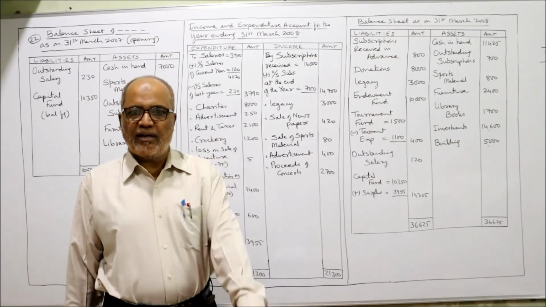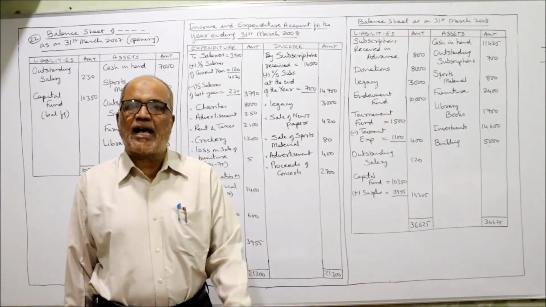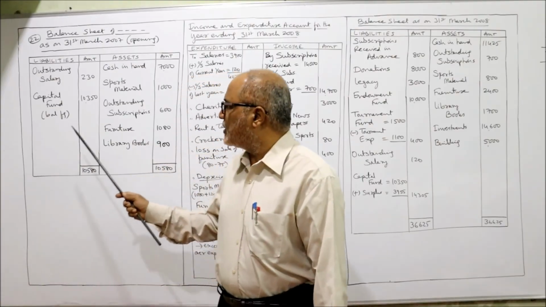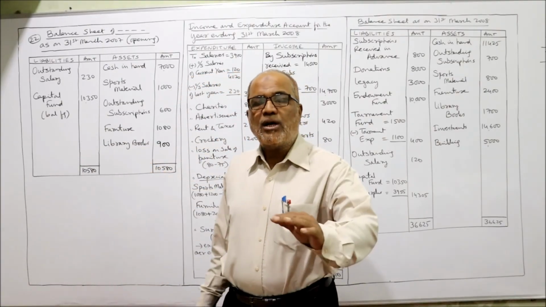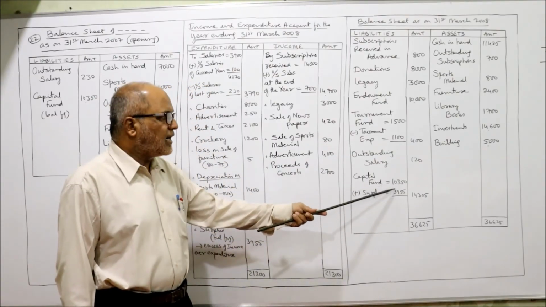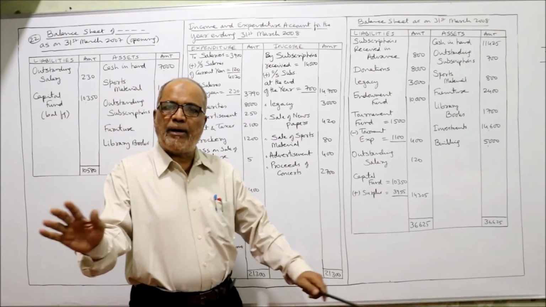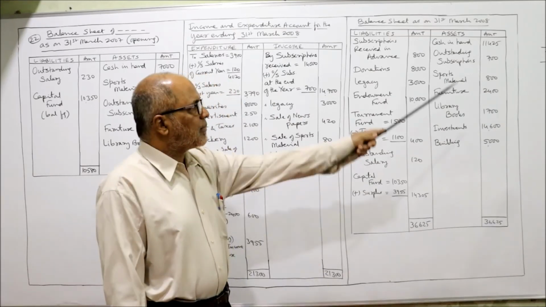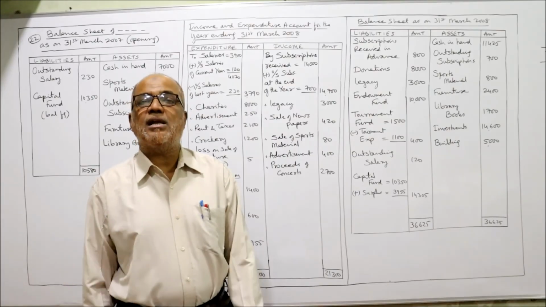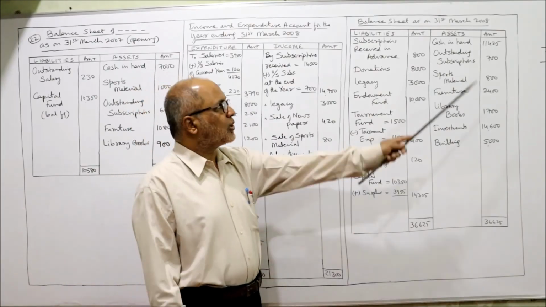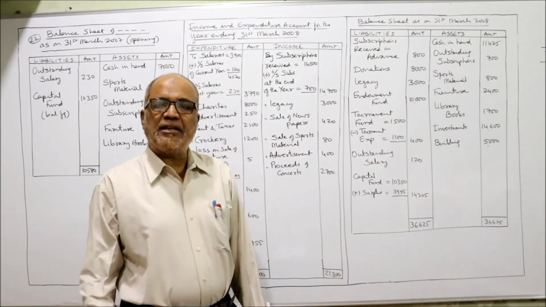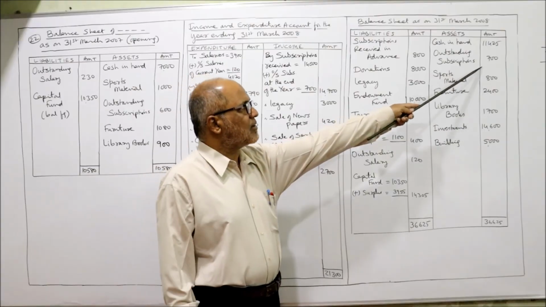Outstanding salary. It is given in additional information, outstanding salary at the end of the year. Then capital fund at the beginning of the year 10,350. To this 10,350 we add the surplus earned during the year. Add up surplus 3,955. Liability side completed. Now I am coming to the asset side. The cash in hand at the end of the year is given in the receipts and payments account, last item. Outstanding subscription at the end of the year, 700.